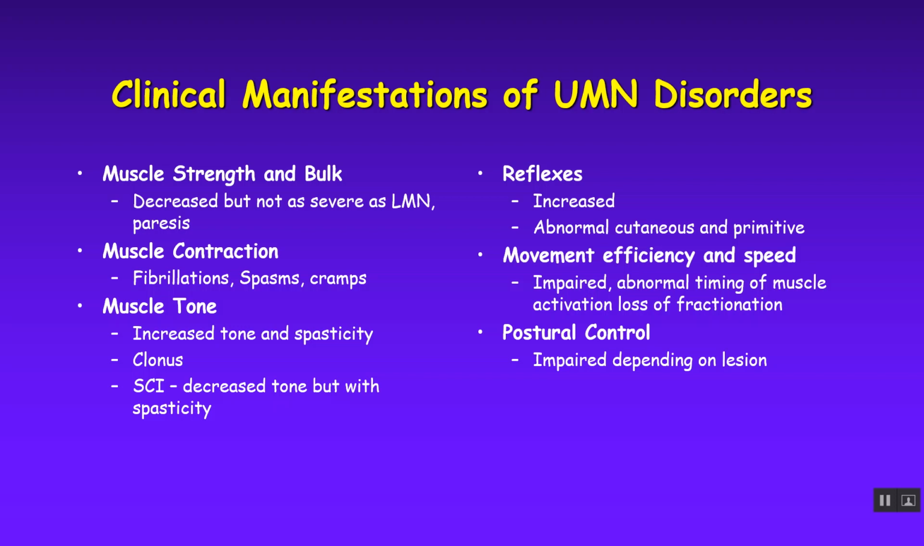Reflexes for upper motor system are always typically increased. Then they have often abnormal cutaneous and primitive reflexes, like a Babinski reflex. There's also some other reflexes we'll talk about, like a pronator drift, where you sit there and their limb will pronate automatically. This is a type of reflex that we test for subtle hemiparesis.